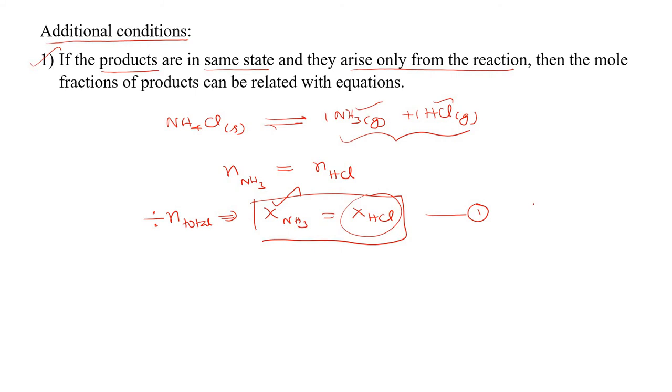This variable I'm going to represent by the symbol Z. So I'm going to subtract one value from the total due to this additional condition. So I'll repeat. This additional condition arises when the products are formed in the same state and the products are obtained only from the chemical reaction. Then you can use this condition and subtract one variable from the total.